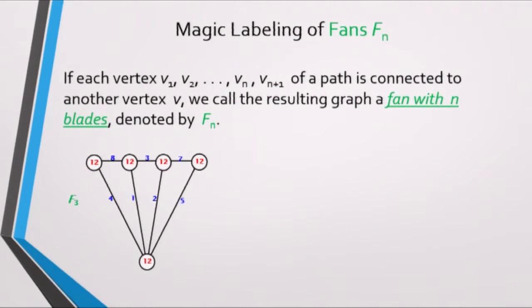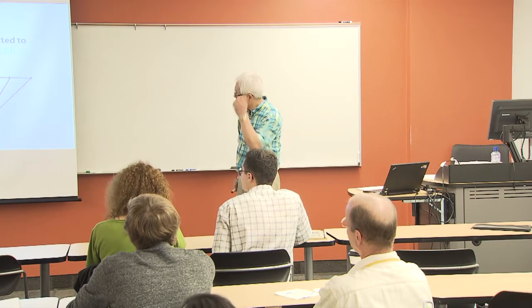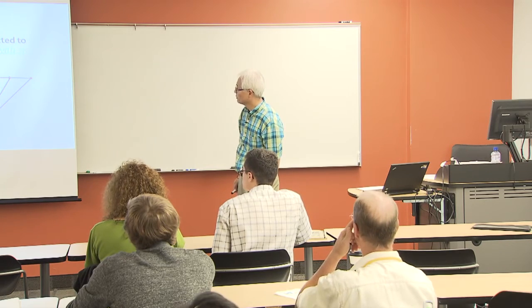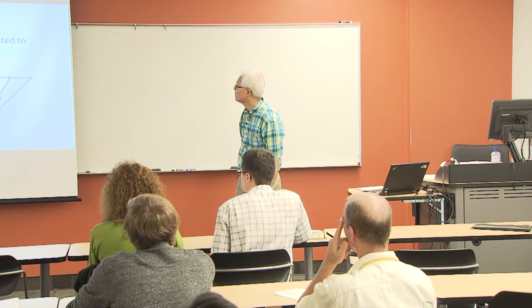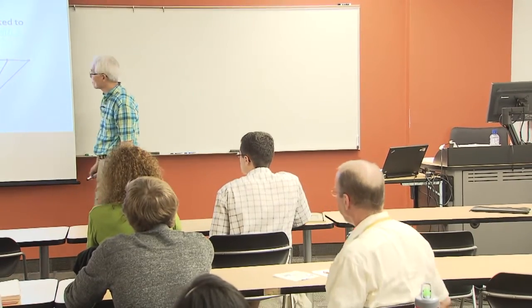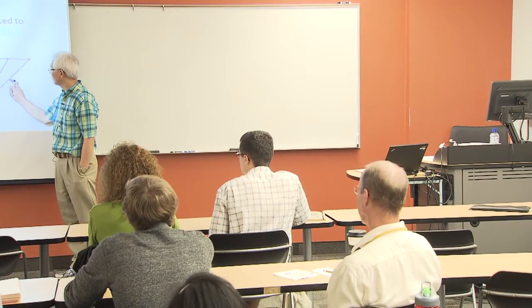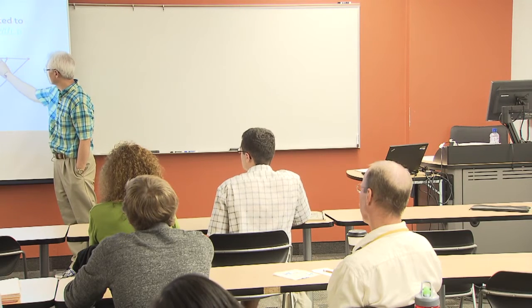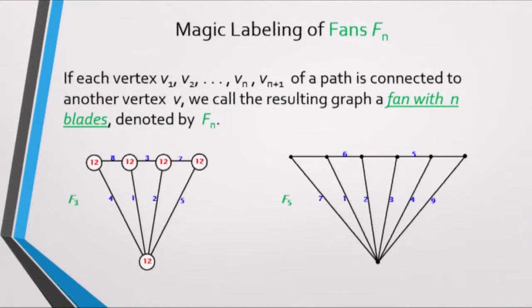So that's magic now. How about F sub 5? Say 2, 3, 4, 7. Now skip to 9 here. The reason is that the addition of those two numbers has to be the same as this one, because remember, the edge shares this vertex and that vertex.